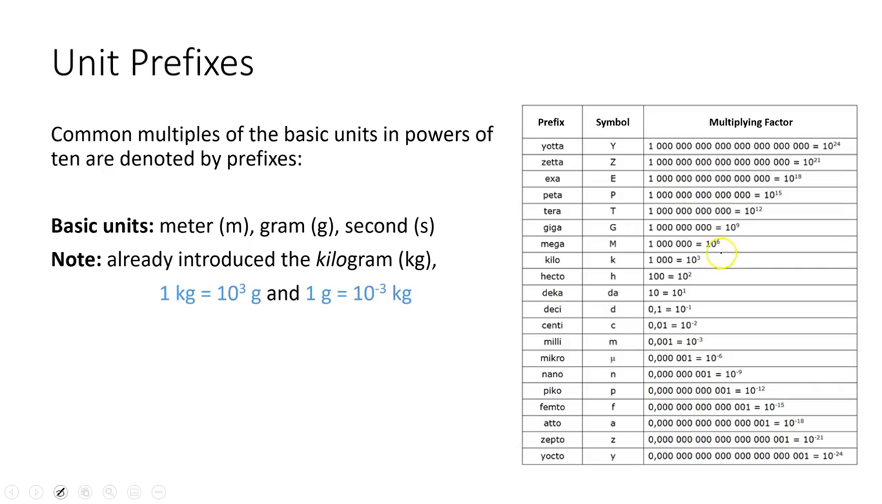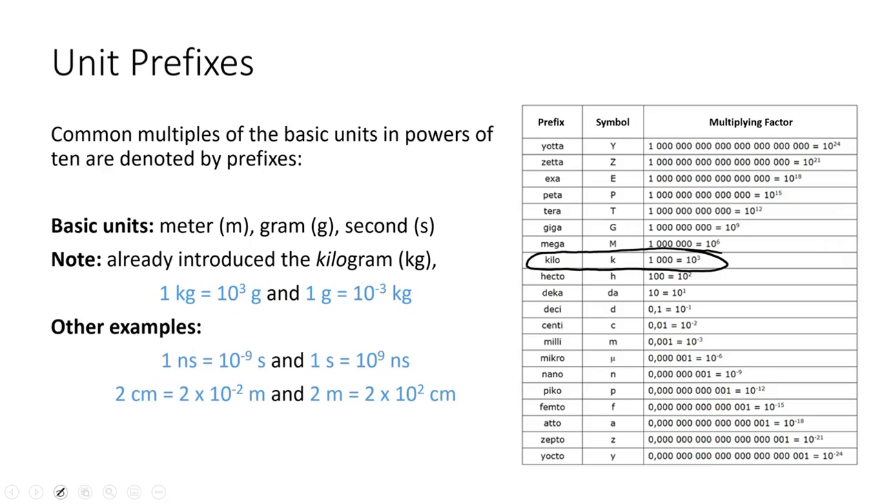Kilo, you'll see in the chart right here, is 10 to the third. It's a k, so kg is kilograms, and it's 10 to the third grams. Alternatively, I could divide both sides of this equation by 10 to the third. I would get 1 gram on the right-hand side, and 10 to the minus third kilograms on the left-hand side. So that tells me that 1 gram is also equal to 10 to the minus third kilograms.